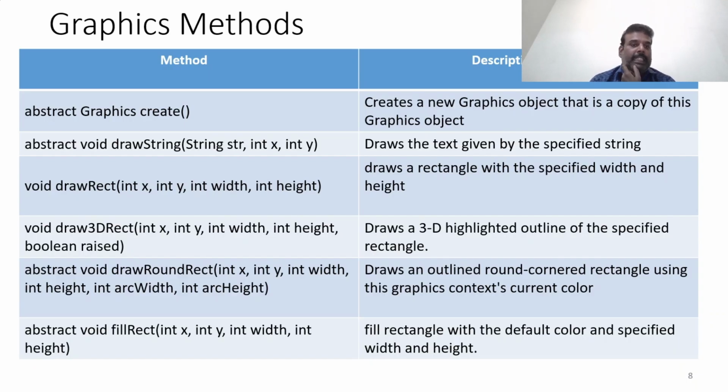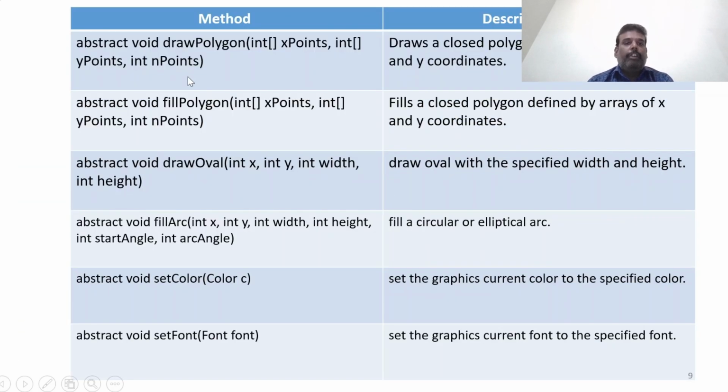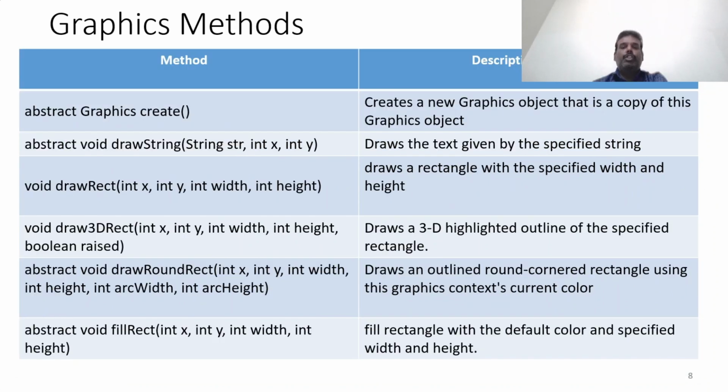These are the methods used inside the graphics class. How to draw: to draw a string, I have to use drawString. And drawRect, draw3DRect, drawRoundRect, fillRect. You have to fill the rectangle with the particular height and width. If you want to draw a polygon, you fill the polygon, draw oval shapes, fill arc, set color and set font. So AWT is a class used to create graphical functions in programs.